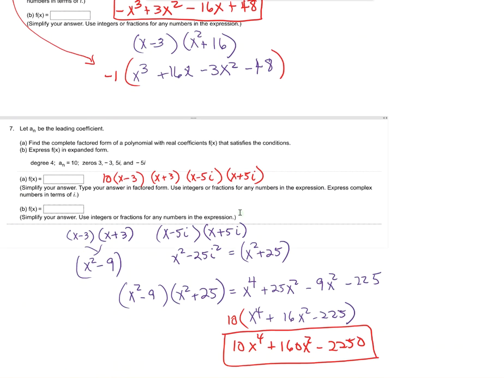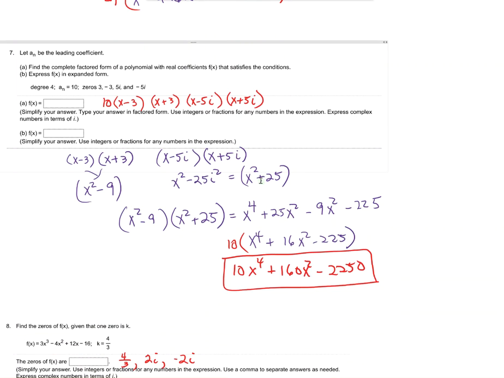Okay, let's go down here. Number 7, same idea. Your a sub n is 10, and your zeros are here. So factored form would be 10, and then you put those in your factors. And just like that one in the lecture notes, we've got to do both parts.